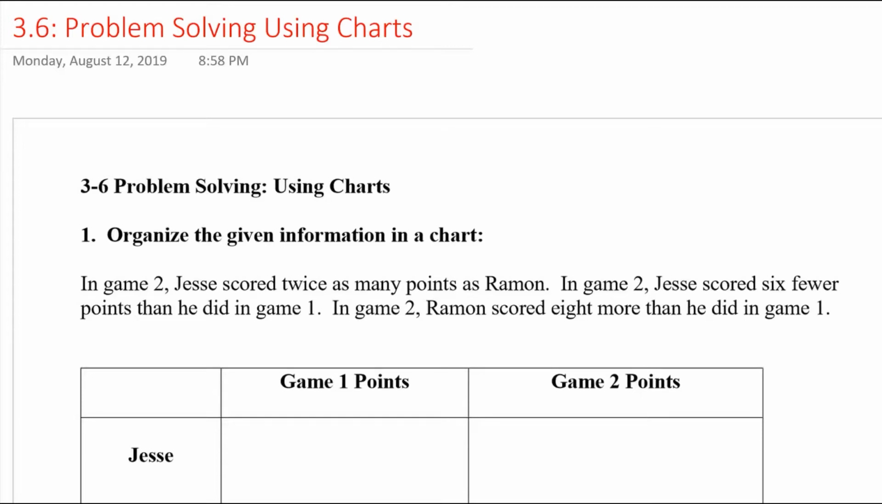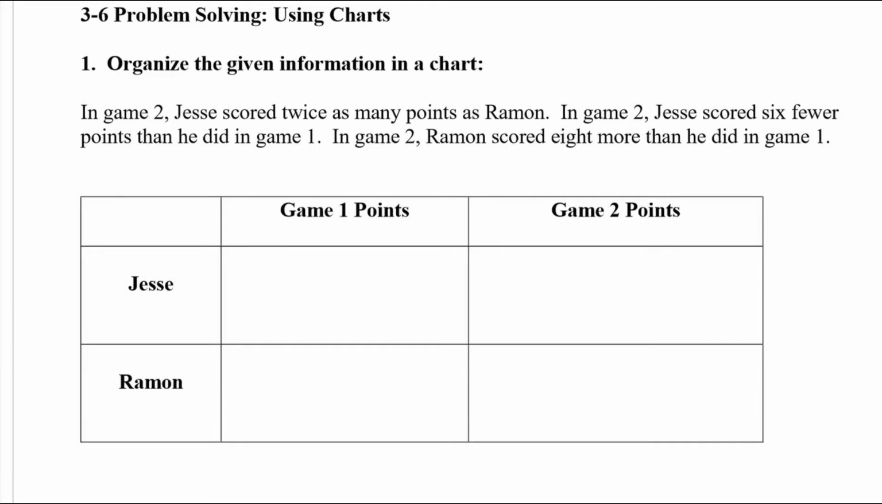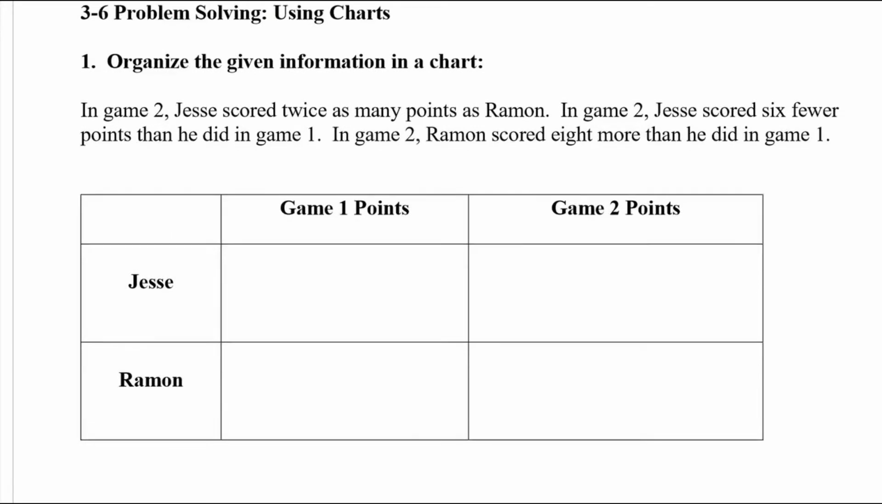Welcome to our video on section 3.6 of the Red Book, Problem Solving Using Charts. So this first example has a chart already given to us, and what we're going to do is read the information and just organize it. And we're not actually going to solve anything on this particular example, but just kind of introduce the idea of organizing information so that we can then put it into an equation to solve.